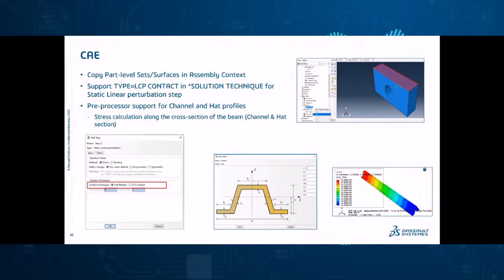We've added support in CAE for creating channel and hat beam profiles. So these were added to the Abaqus solver a few releases ago, but there's lots of parameters involved with setting up these sections. So, of course, it's quite helpful to have these profiles supported in the interface. And you can also see the console plot of the hat section showing axial stress variation along the length of the beam.